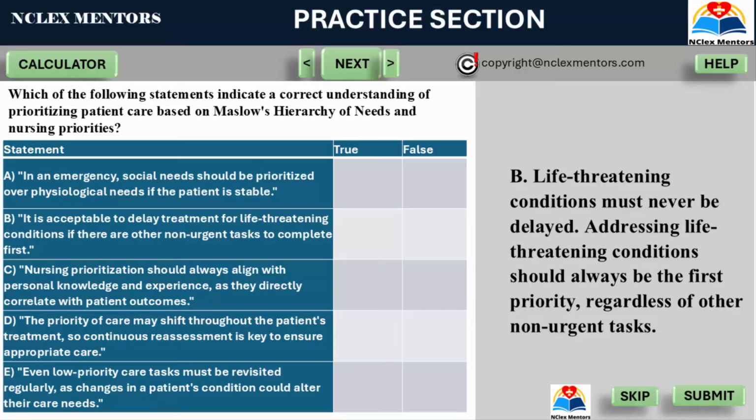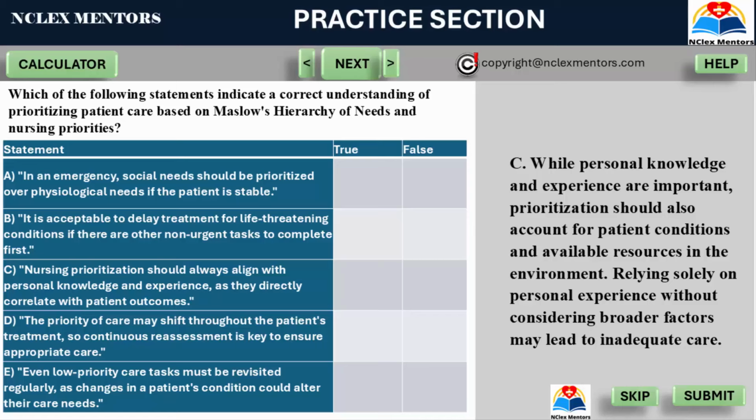Always focus on life-saving care first. Option C. This is false. While your personal knowledge and experience are valuable, prioritization needs to consider patient conditions and available resources in the environment. Relying only on personal experience without assessing the full picture could lead to inadequate care. Always assess the patient's current situation and available resources too.